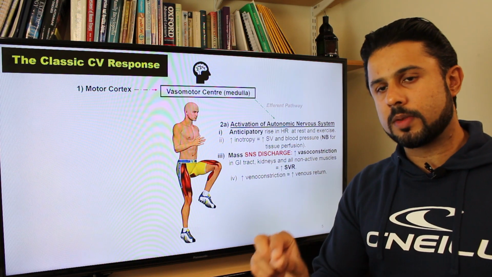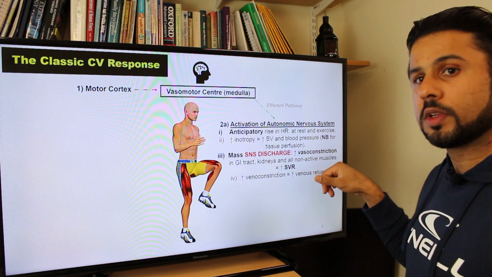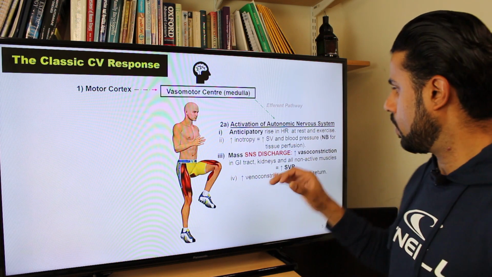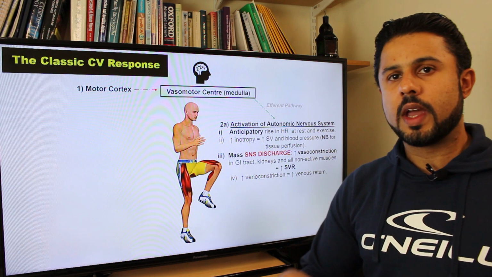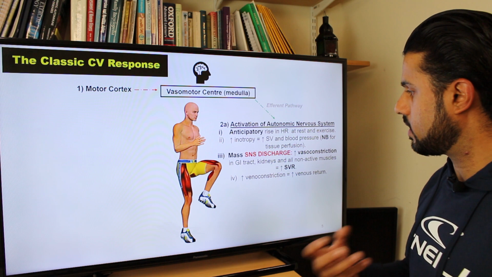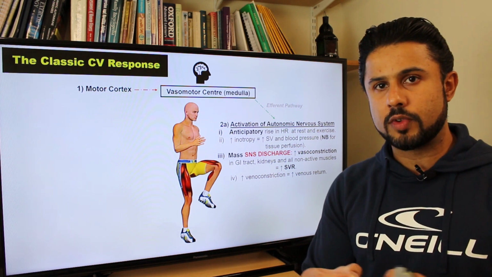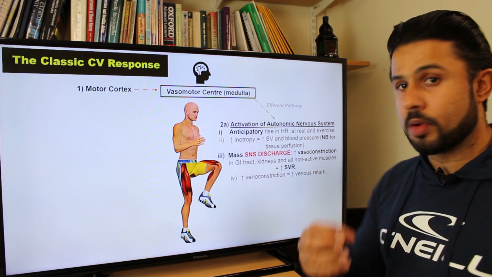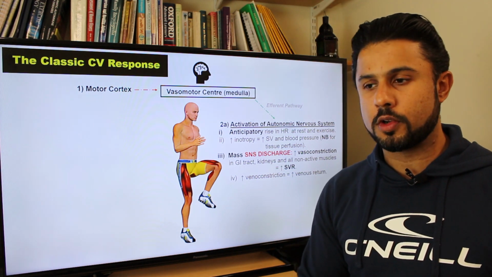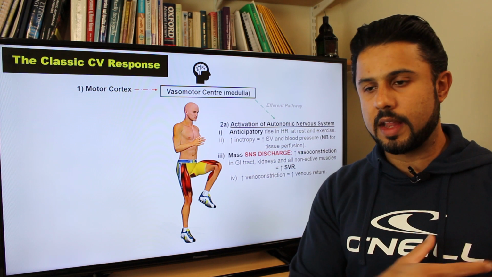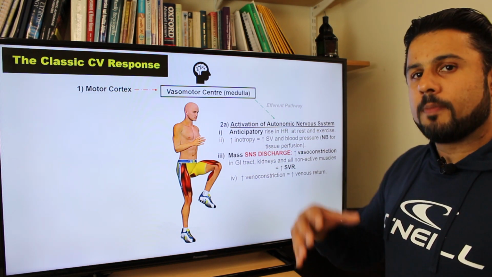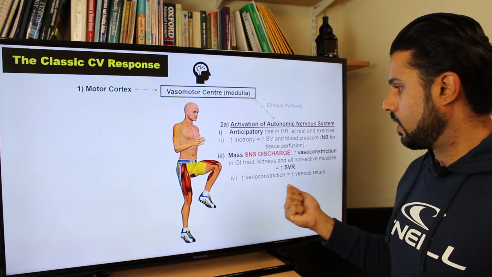And in fact, there is vasoconstriction in non-active muscles as well. So those muscles that you're not using for a particular movement will have vasoconstriction. And that increases the systemic vascular resistance. Okay, so you have this increase in systemic vascular resistance, we get an increase in blood pressure, we get blood redistributed to where it needs to go, i.e. the working muscles, and that blood is then obviously taken away from areas that it's not needed. And equally we get venoconstriction as well.